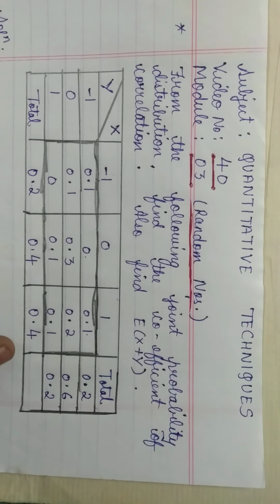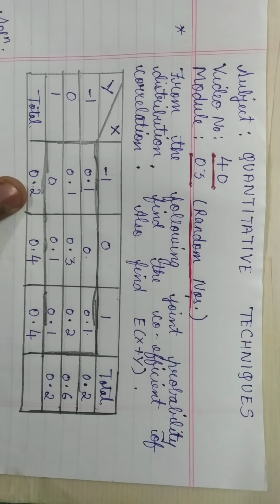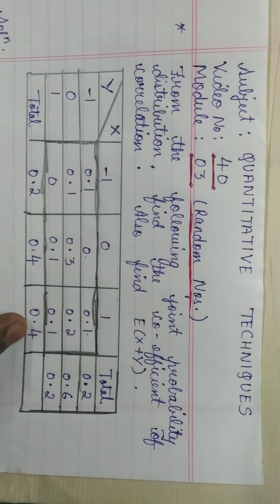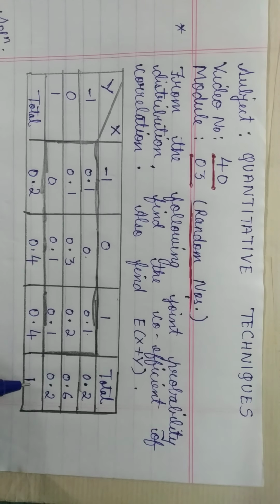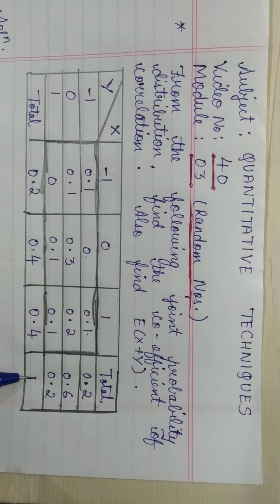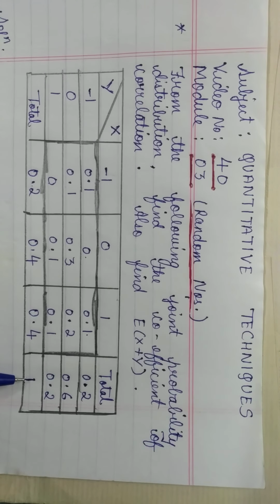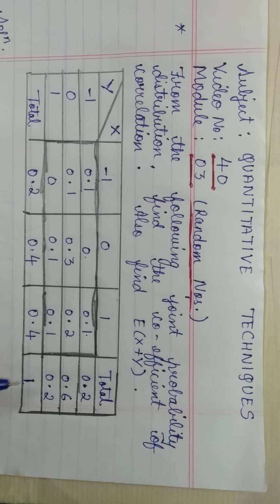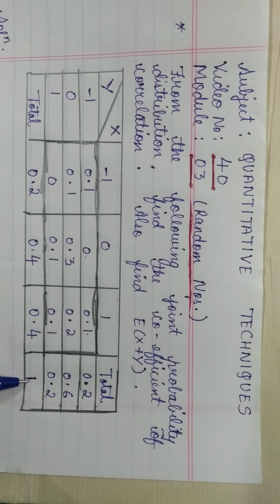So sometimes they may give you the totals, sometimes they may not. If they do not give you, you have to find it. Now what is the total of the totals? 0.2 plus 0.4 plus 0.4 is 1. 0.2 plus 0.6 plus 0.2 is also 1. Both the row totals and the column totals should be equal to 1 and equal to each other. In the previous problems we used to get summation p(x) equal to 1. Here, summation of p(x, y) equals 1, because both x and y are given here.